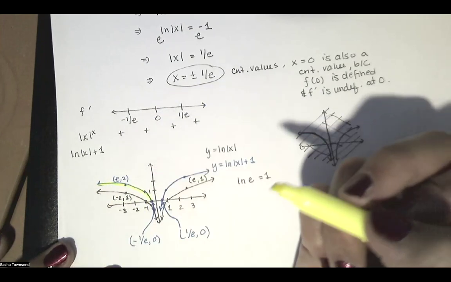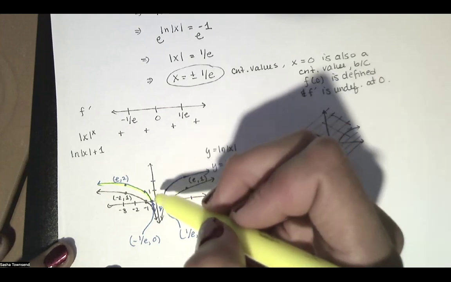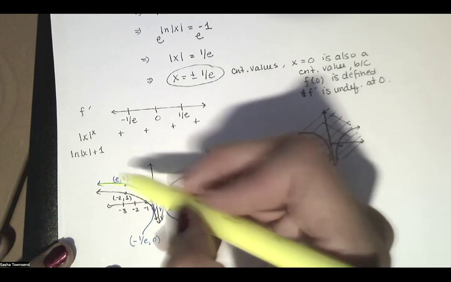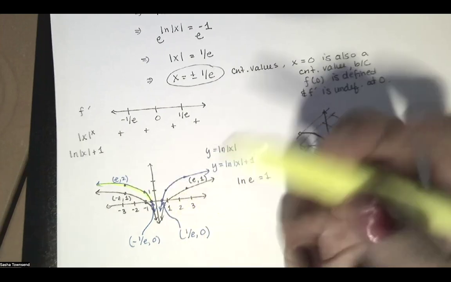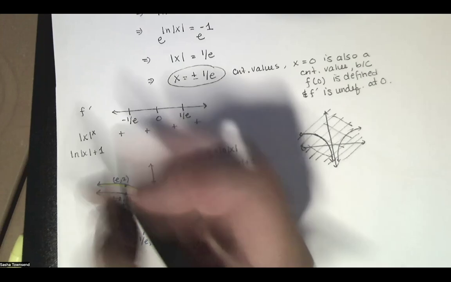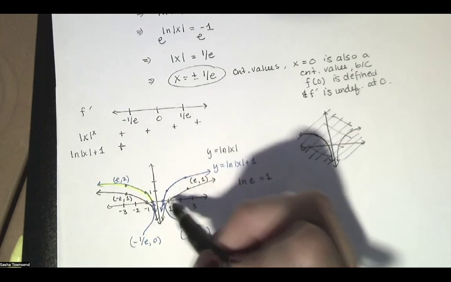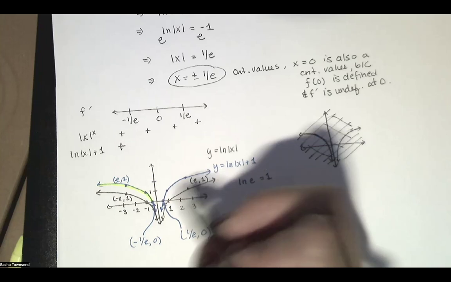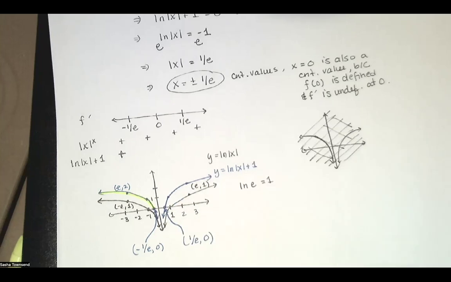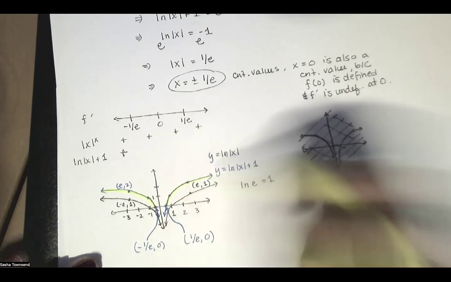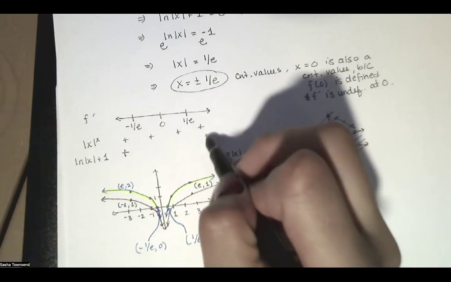Well, they're all positive, right? If we're to the left of that point, the y values are all above the x-axis, so the function is positive there. So we're going to have a positive sign there. And then similarly on the other side, if x is greater than 1 over e, our y values are positive there. We get positive numbers there.